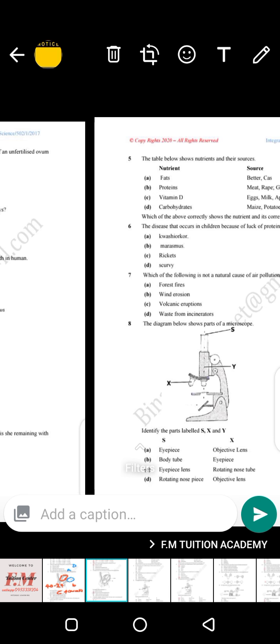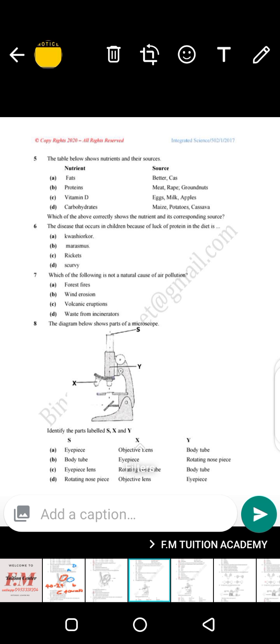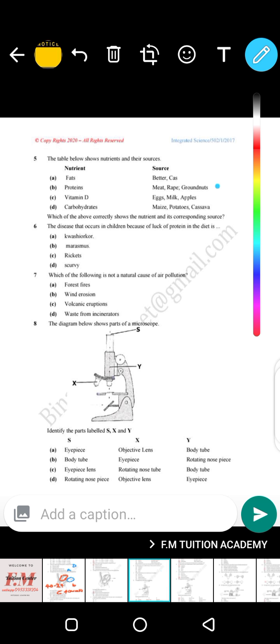Question 5. Those are just the answers. The table below shows nutrients and their sources. Fats come from butter and ghee. Protein comes from meat. No, protein never comes from meat. Rape, no. Vitamins are the ones that come from rape. So this one is wrong automatically. Vitamin D comes from eggs, milk, apples. No, this one is no. So the correct answer here is actually D.